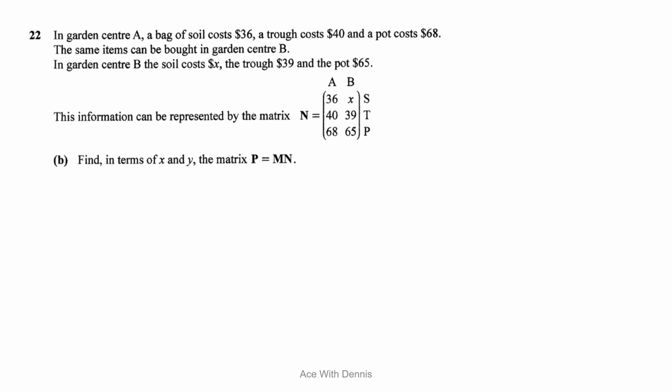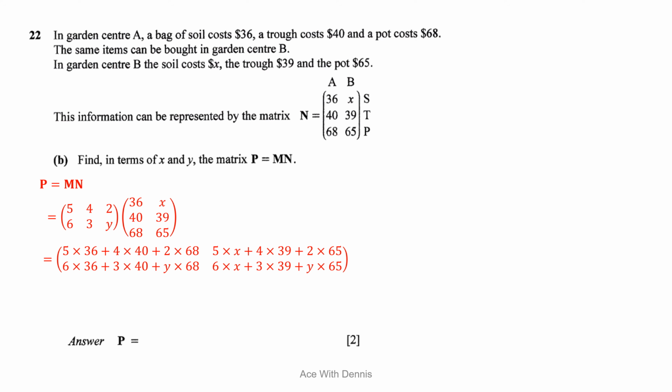B. Find in terms of x and y the matrix P equals MN. 2 marks. Okay, so matrix P equals MN. Now we substitute M with the corresponding matrix, and N is a matrix as well. After that, we can start to multiply. How to multiply? The row 5, 4, 2 multiplied with this column becomes 5 times 36, 4 times 40, 2 times 68, then add all of them together. Then repeat the same process: 5, 4, 2 multiplied with the second column, 5 times x plus 4 times 39 plus 2 times 65. Then we get this part.